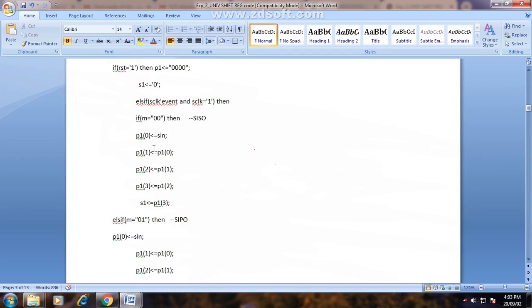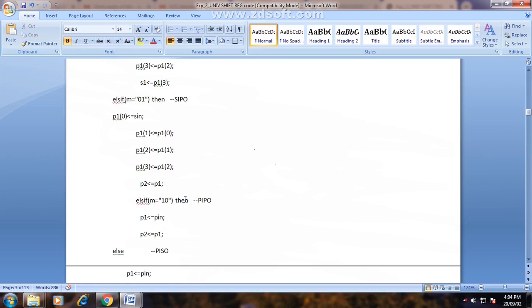So whatever is the value in the S in, that is your data in pin, that will be transferred to your LSB of P1. From the LSB of P1, which is P1 of 0, that will be then transferred to P1 of 1. From P1 of 1 to P1 of 2. From P1 of 2 to P1 of 3. And finally, whatever is there in the MSB of P1, that is P1 of 3, that will be transferred to S1. And from S1, it will be finally transferred to S out, that is written in the output process.